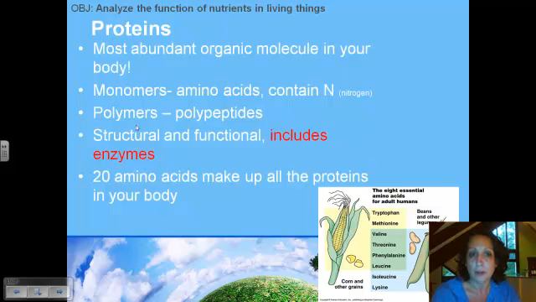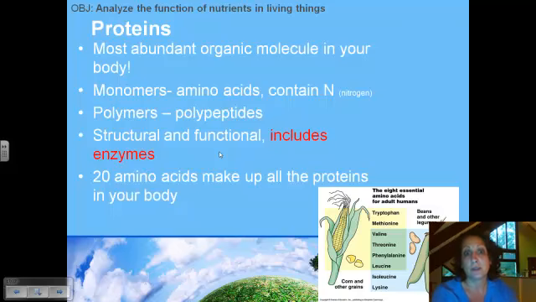And the polymers are the polypeptides. So a peptide is like a protein, poly, many of them stuck all together. So we have a bunch of amino acids linked together in that chain that you saw earlier, and that forms a polypeptide.